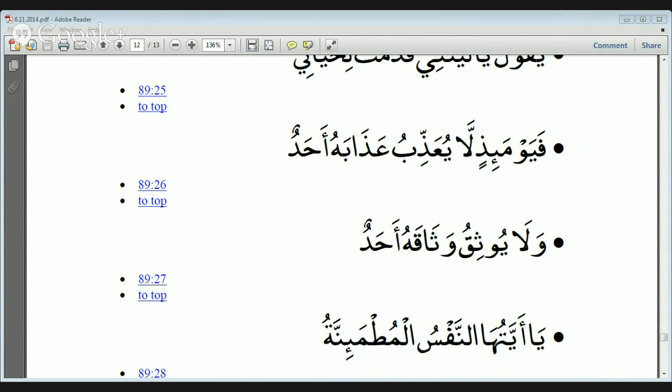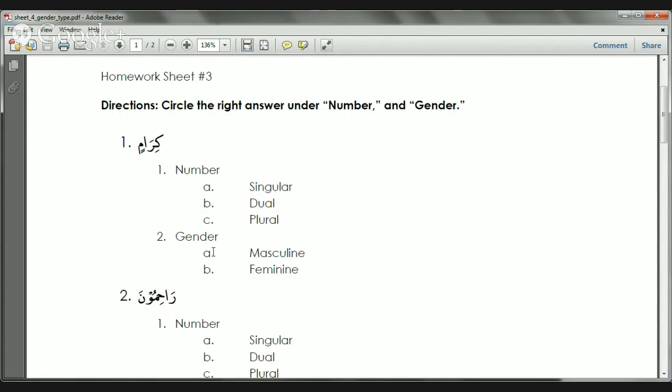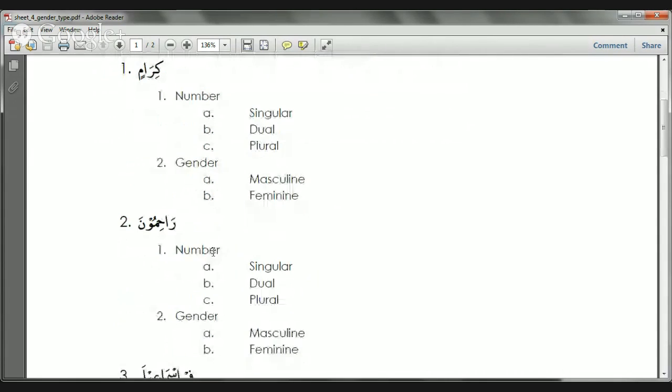All right. So this was simple. 10 examples. Anyone have any trouble with it? Okay. Kiramin, number? Kiramin. Singular. Why? Tanween. Good. Gender? Why? Nothing's there to show that it's feminine. Good. Rahimuna.